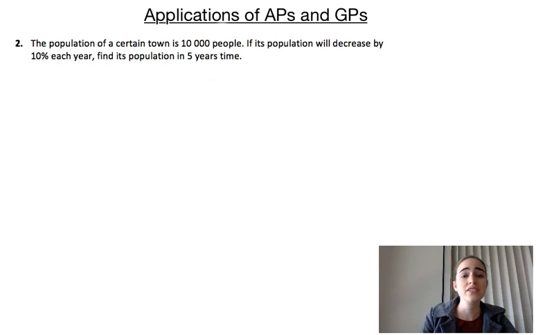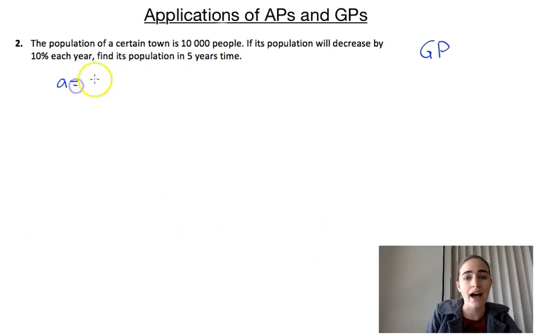Our second question says that the population of a certain town is 10,000 people. Its population is going to decrease by 10% each year, and we're asked to find its population in 5 years' time. In this one, because it's decreasing by a percentage each time, that means it is going to be a GP, a geometric progression or series. So our first term, our a, is our 10,000 people.